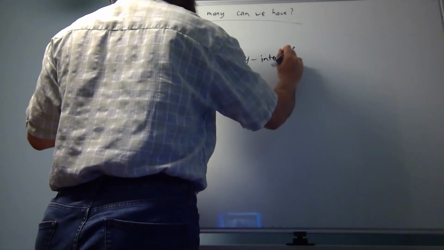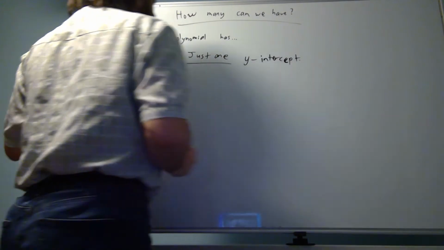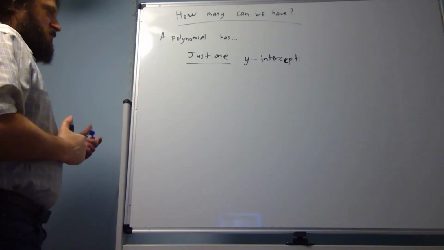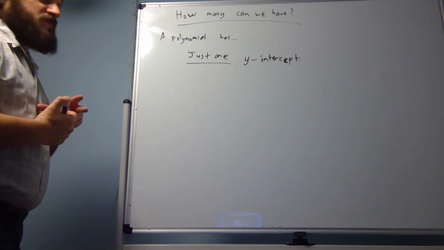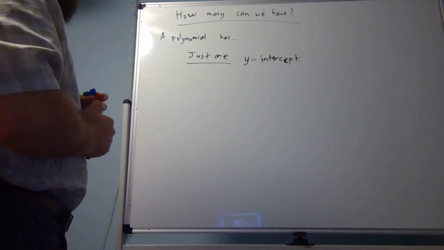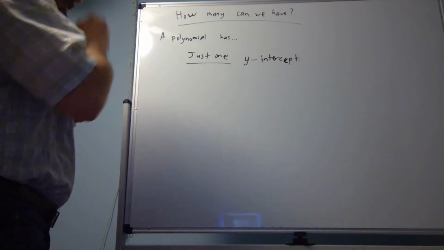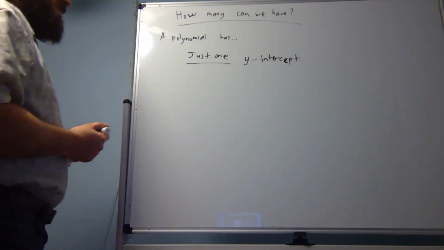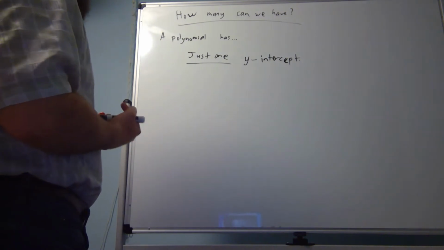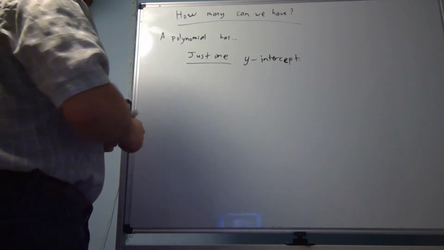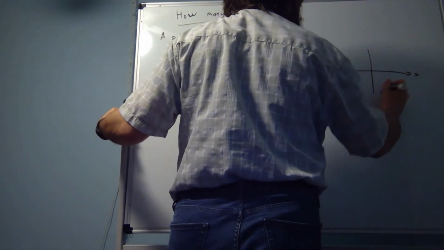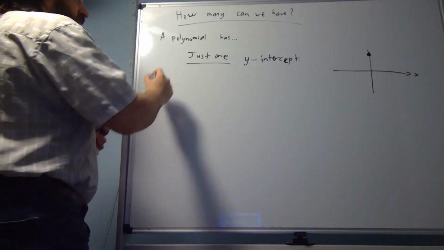So the domain of a polynomial is just all real numbers. You can always plug numbers into a polynomial, because by definition you're just taking powers of x and then multiplying by some given coefficients, and that's no big deal. It just works all the time. And when you plug in x equals 0, that tells you where the y-intercept is, and there's just the one.